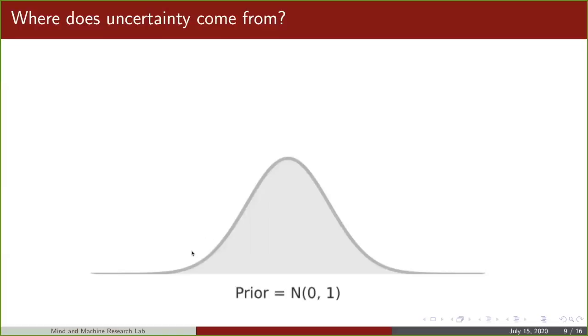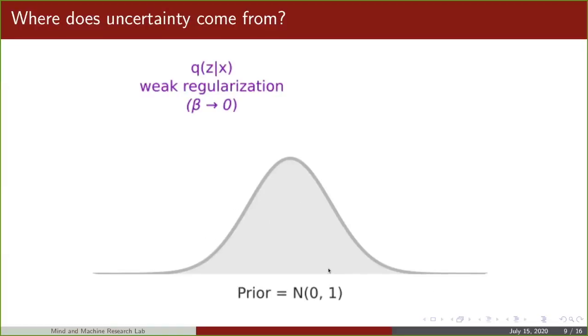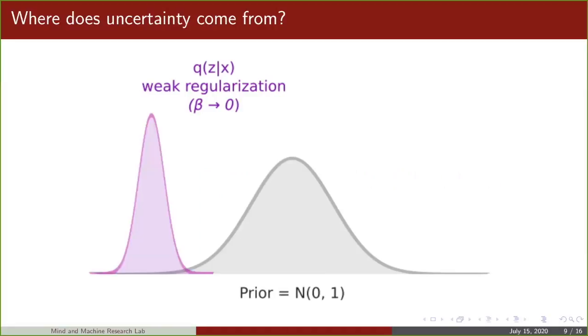So for example, let's say we have a prior here, a standard normal distribution, and now we fit a model that's weakly regularized. In this case, the beta value here goes to 0. The model only tries to reconstruct. And what happens is that the variance of the posterior will be really narrow, and the mean will tend to go far away from the center. The clearer the image, the further apart it will be.